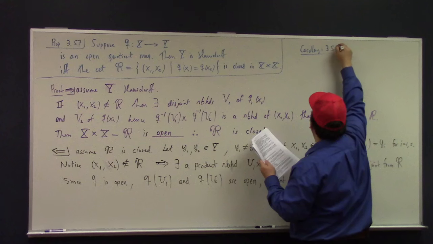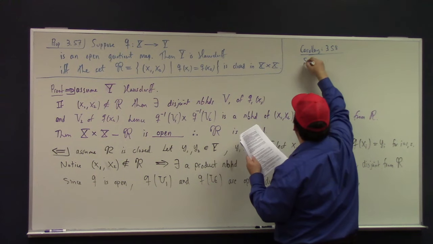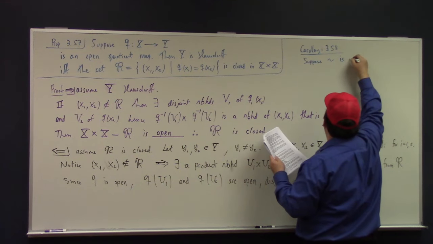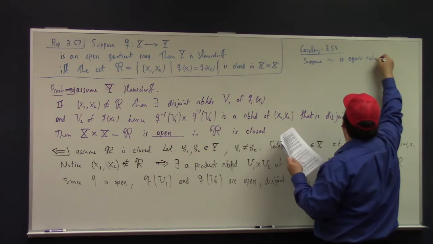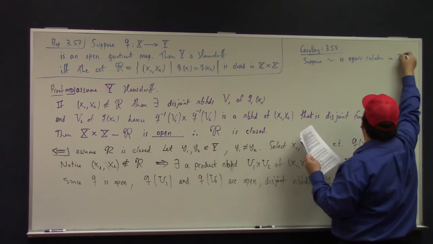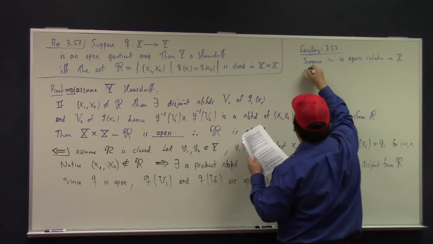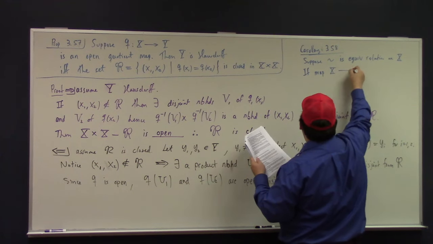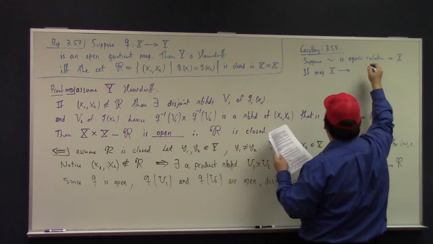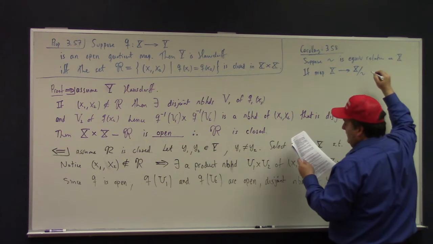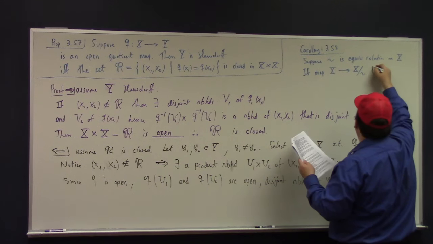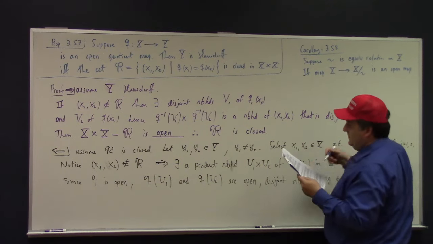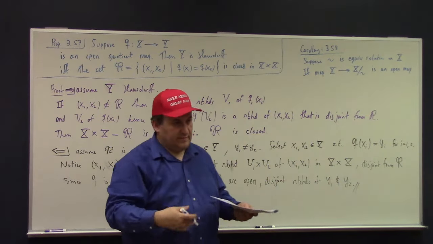3.58. Suppose squiggle is an equivalence relation on space X, and the map X maps to X mod the equivalence is an open map. And that's the natural map, right? That's just the map to the set. You take a point to its equivalence class, right?